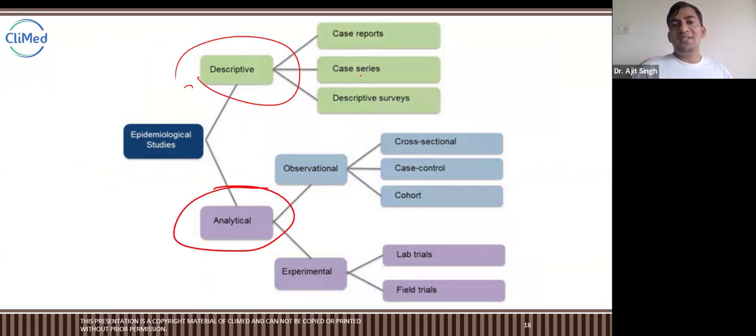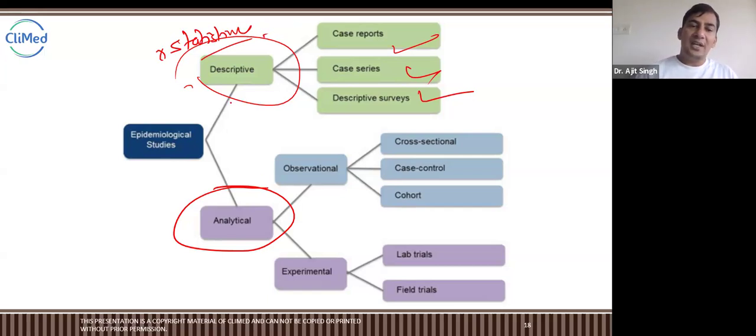Descriptive means only case reports, case series, and descriptive surveys, where we just have to describe the population, the characters of the population, where we just have to characterize the population. There is no statistics applied. So in descriptive studies there is no statistics. Remember this, the difference here is no statistics applied.